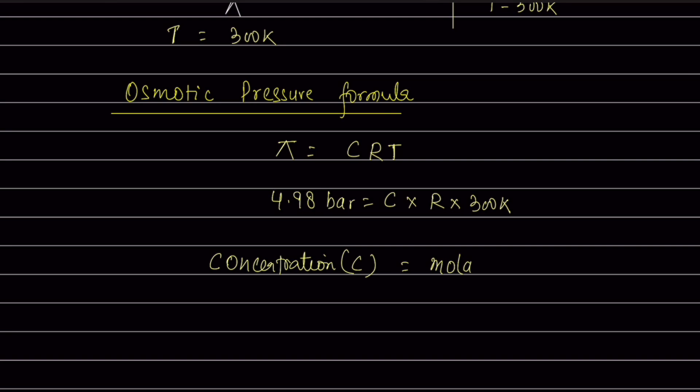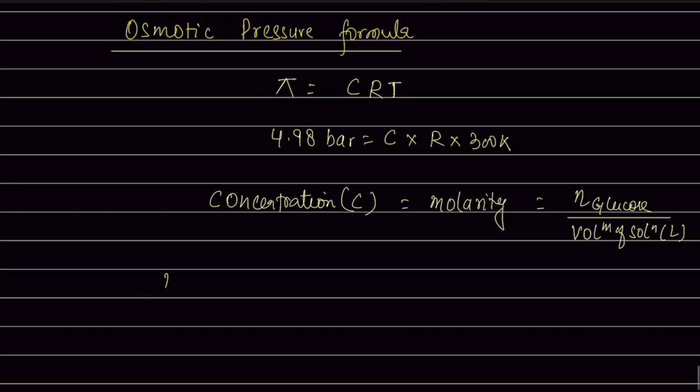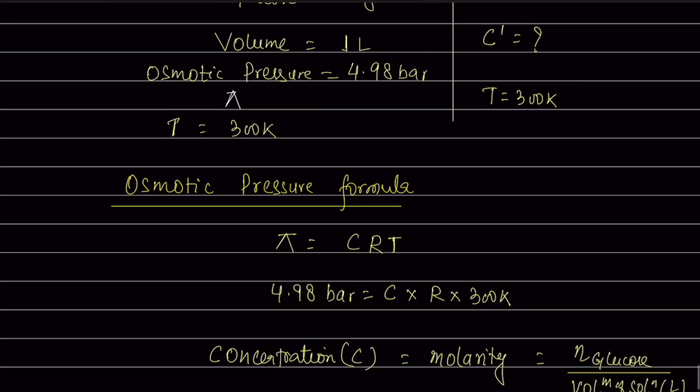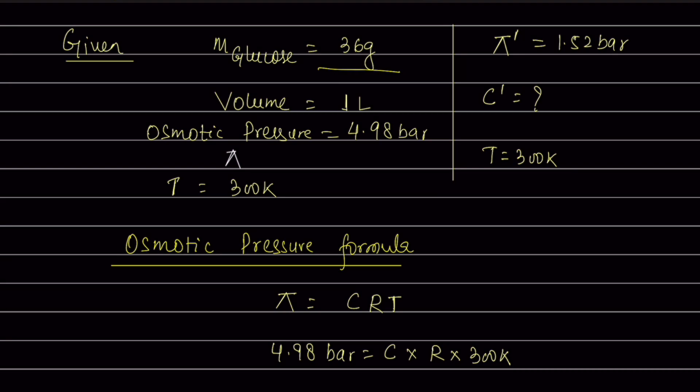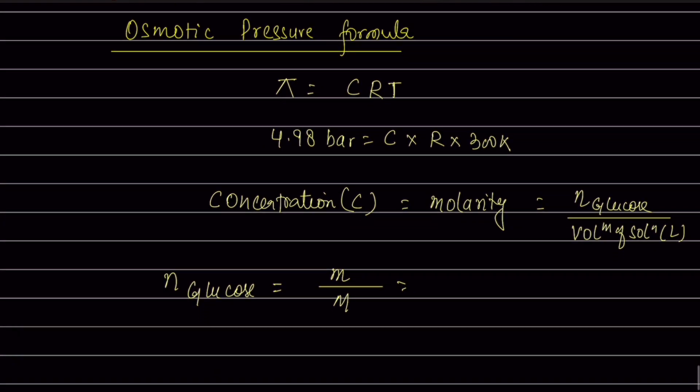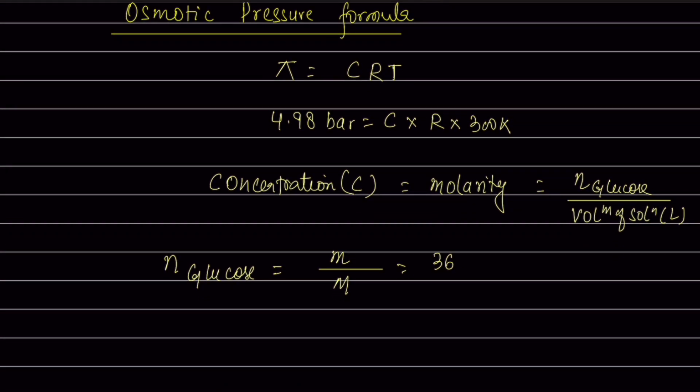So concentration for the first condition is equal to molarity, and we know that molarity is equal to moles of solute, here moles of glucose, divided by volume of the solution in liters. So first we find the mole of glucose. Mole of glucose is equal to mass of glucose divided by molar mass of glucose. Mass of the glucose is 36 gram, so we substitute it here.